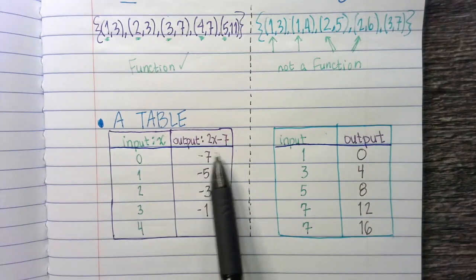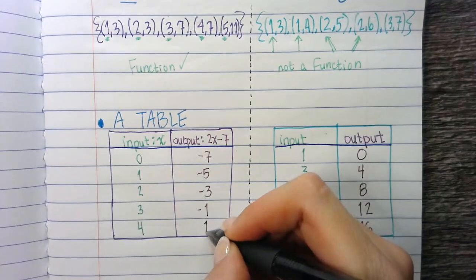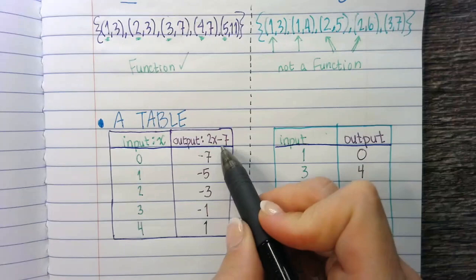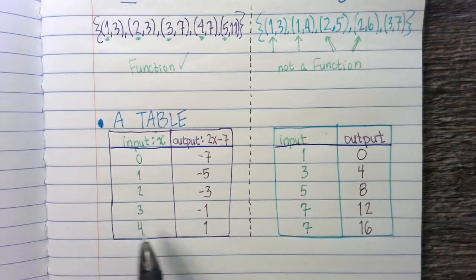What do we get out of it? Think about it. The answer is 1. 2 times 4 is 8, minus 7, 1. So this right here looks pretty good. I don't see anything wrong with it. I don't see why it wouldn't be a function.